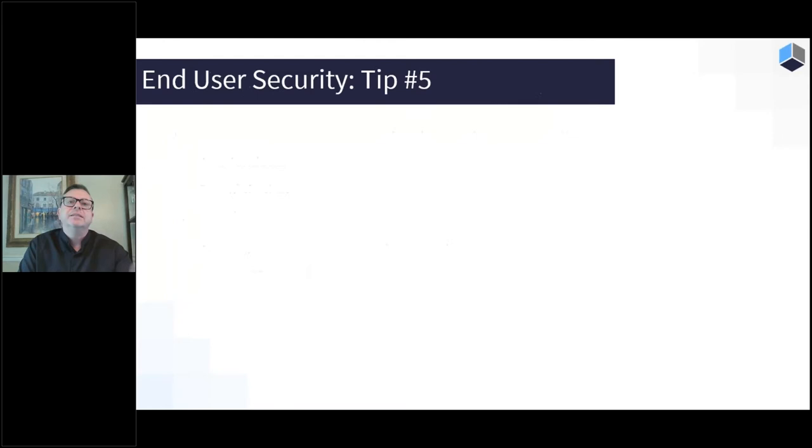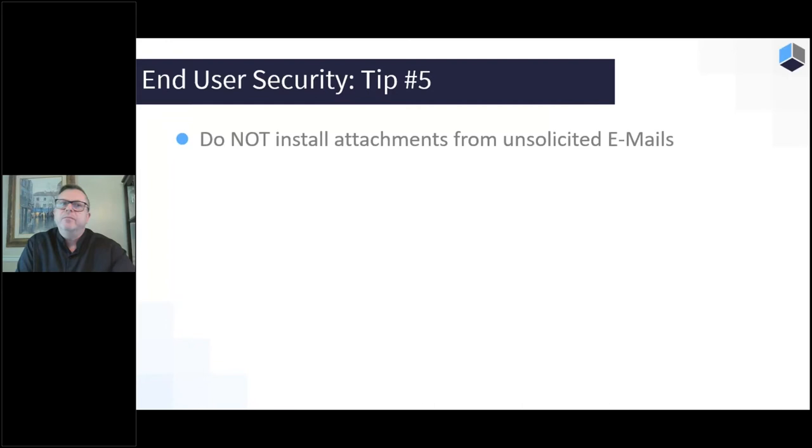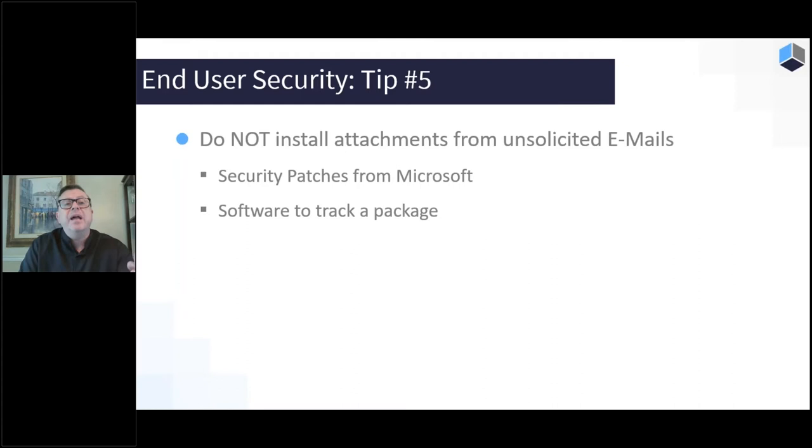Now, as far as my five tips, tip number five, we begin with: do not install attachments from unsolicited emails. There's a lot of emails that come in throughout the day. A lot of it is spam. And unfortunately, when you click on the attachments, when you install anything, they talk about some of the emails that I've seen in the past include emails from what appears to be a legit company, but it's a spoofed email. It may look like it's coming from Microsoft, and they might tell you, hey, let's go ahead and install this patch in order to take care of a specific vulnerability.